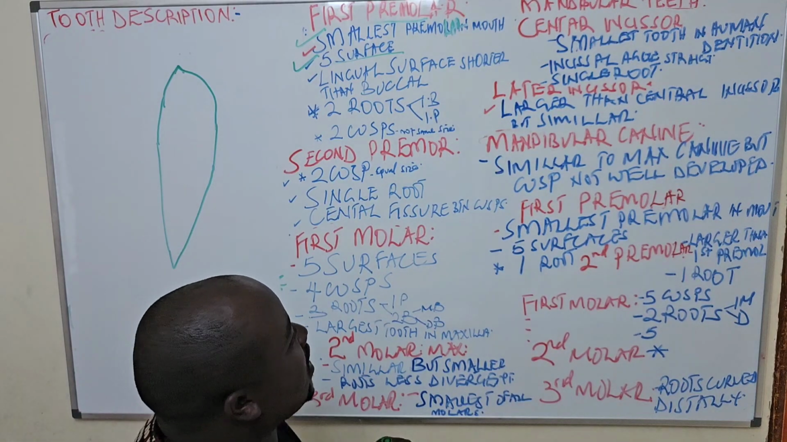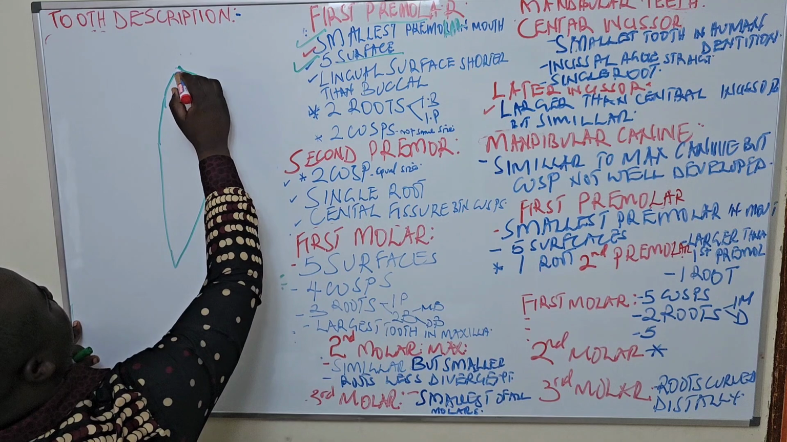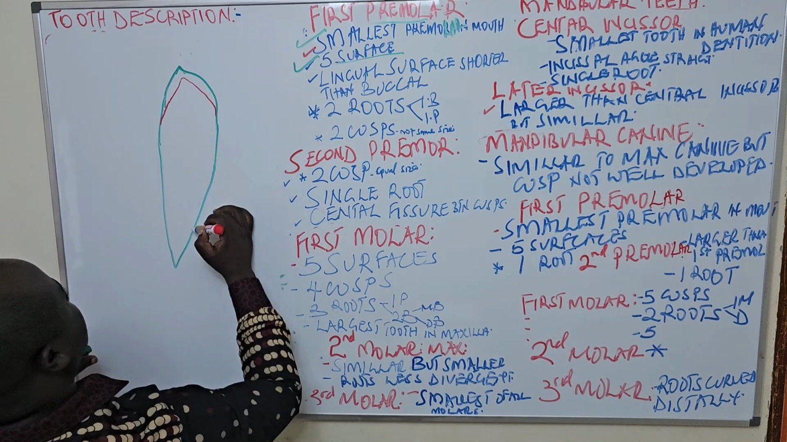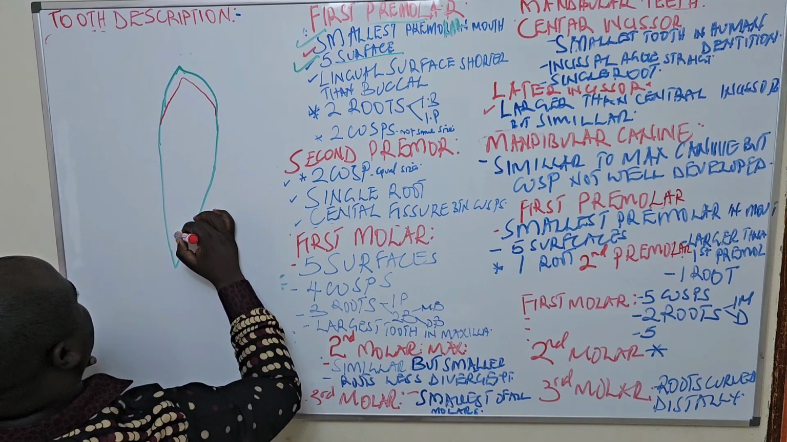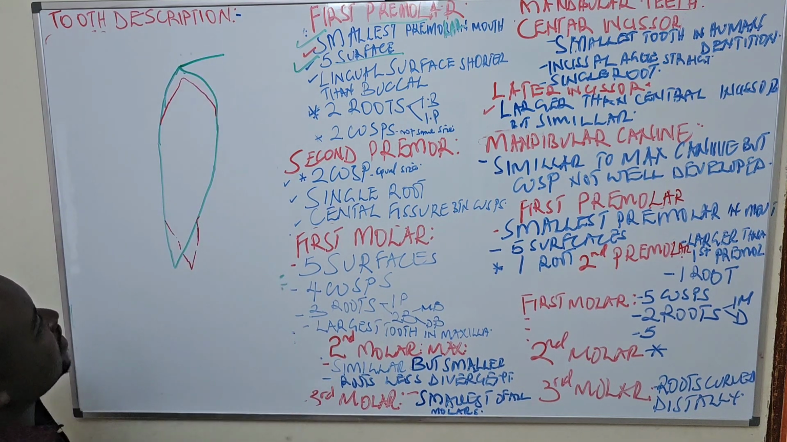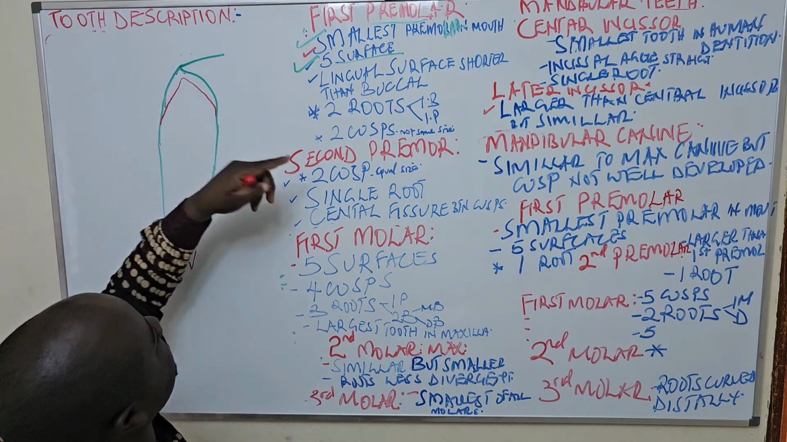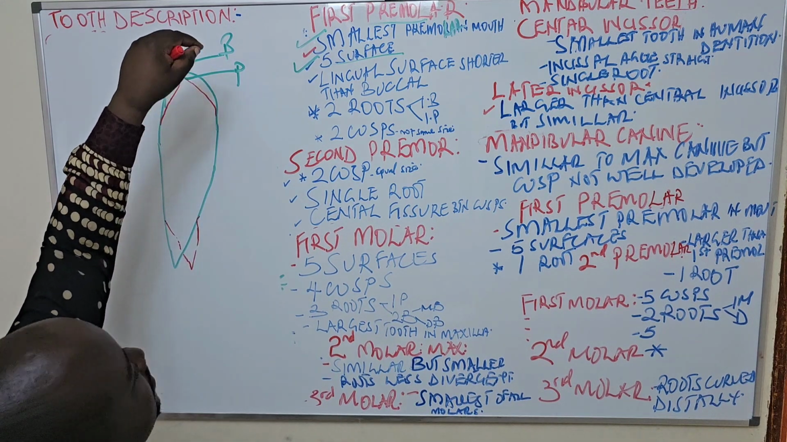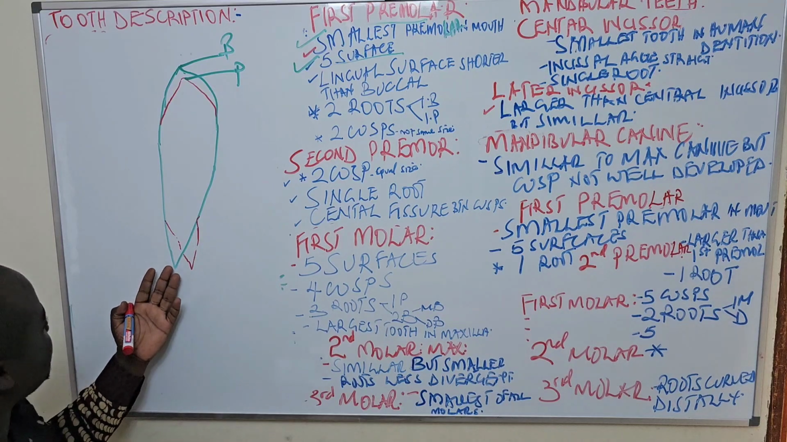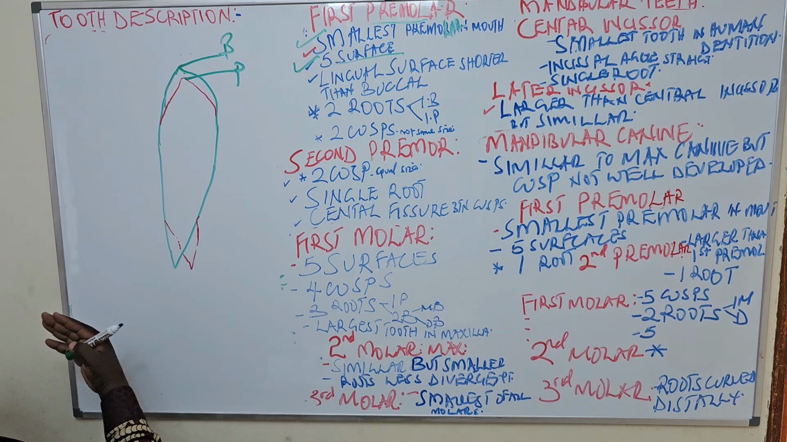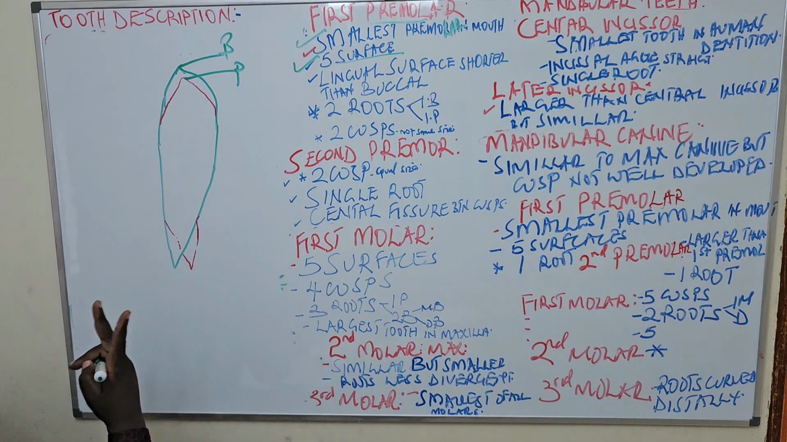It has 2 cusps, meaning they have that side and we have another one. Meaning when you are looking at this tooth, it has this cusp, the buccal cusp towards the cheek, and the palatal cusp, the inside one, towards the palate. We also have 2 roots. The one towards the cheek, and the one towards the palate.